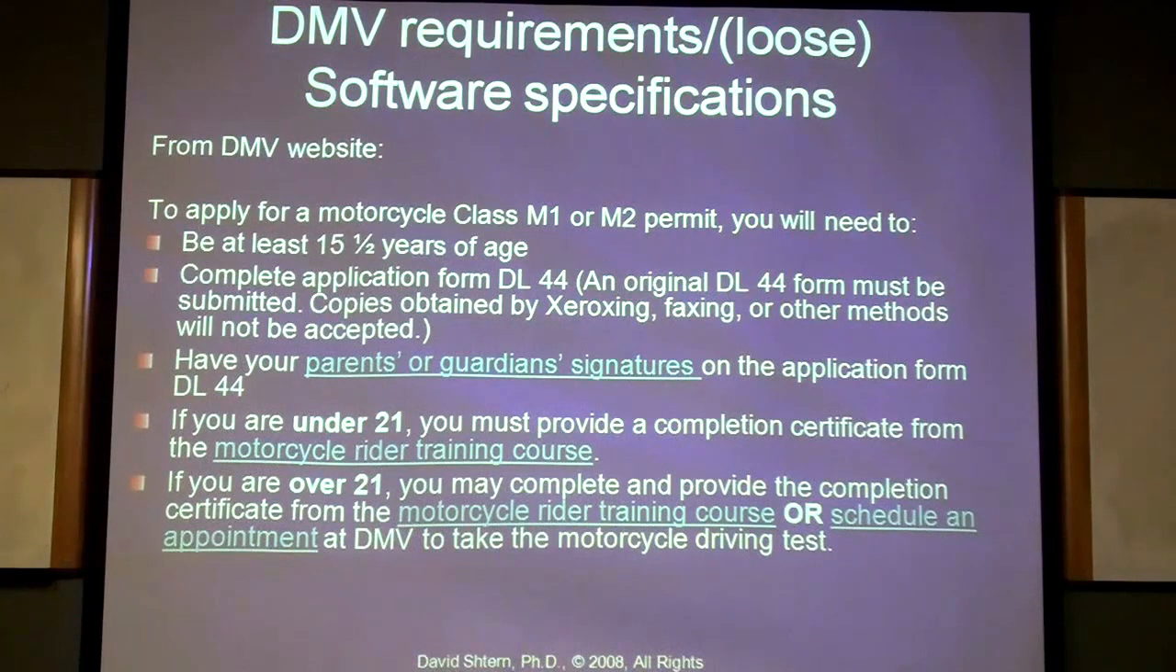That's it. These are the requirements, and then if you're over 21, you basically may provide this motorcycle training class certificate, schedule an appointment and then take your exam, and if you are successful, you'll get a license. That's how it works.